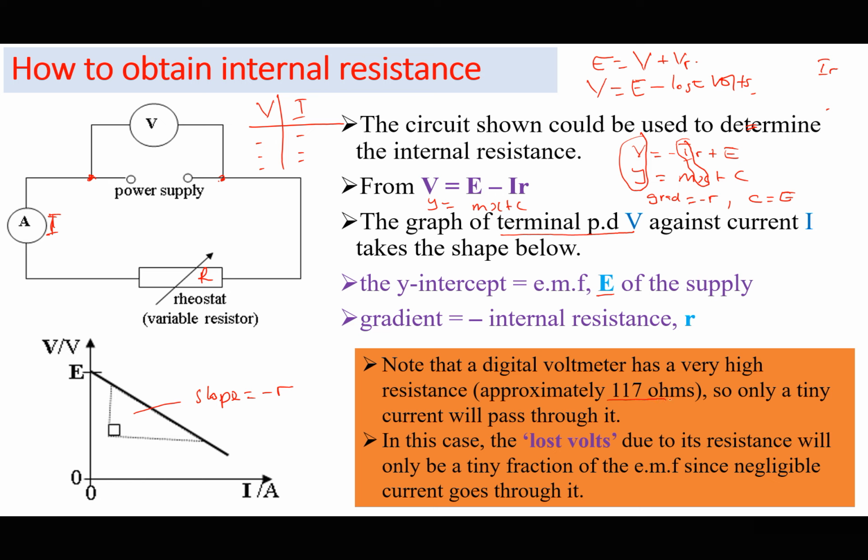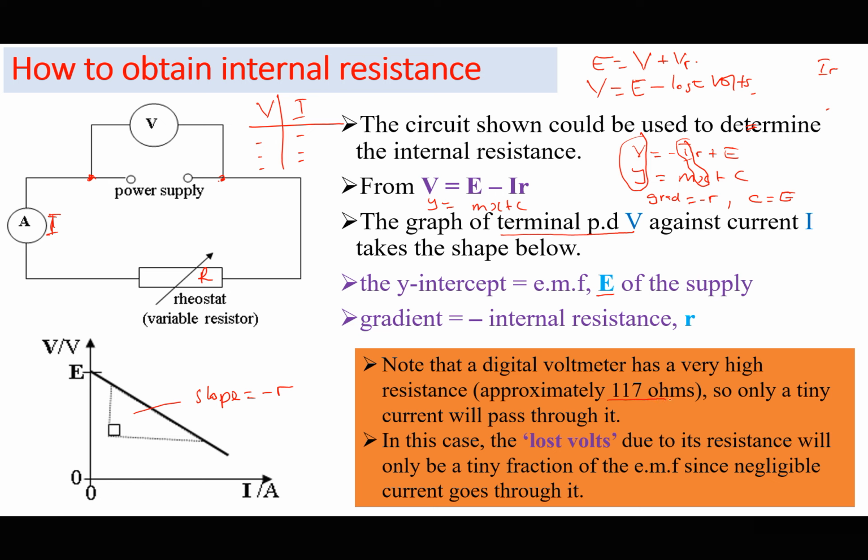So in this case, the lost volts due to the resistance will only be a tiny fraction of the EMF since negligible current goes through it. If no current goes through the voltmeter, it means the lost volts due to its resistance is negligible. Since almost no current goes to the voltmeter, the lost volts due to the resistance of the voltmeter is going to be negligible.